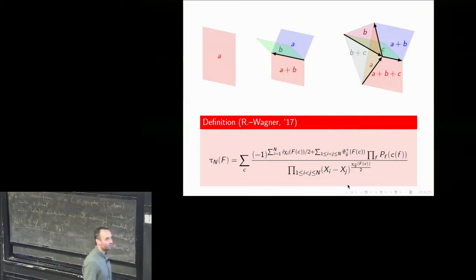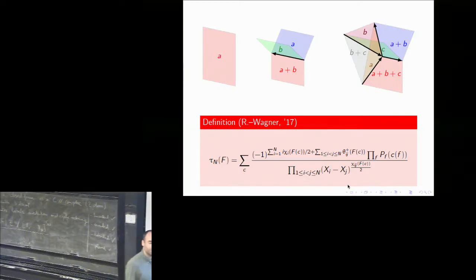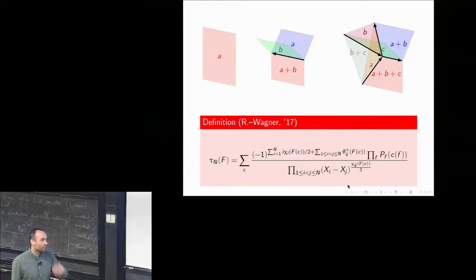N is fixed and is a positive integer. And Q disappeared. Q will keep track of some grading, so I will not speak too much about the grading, but as you can see, this ring is graded. And so Q will refer to some kind of grading there. Okay. Other questions? No. Okay.